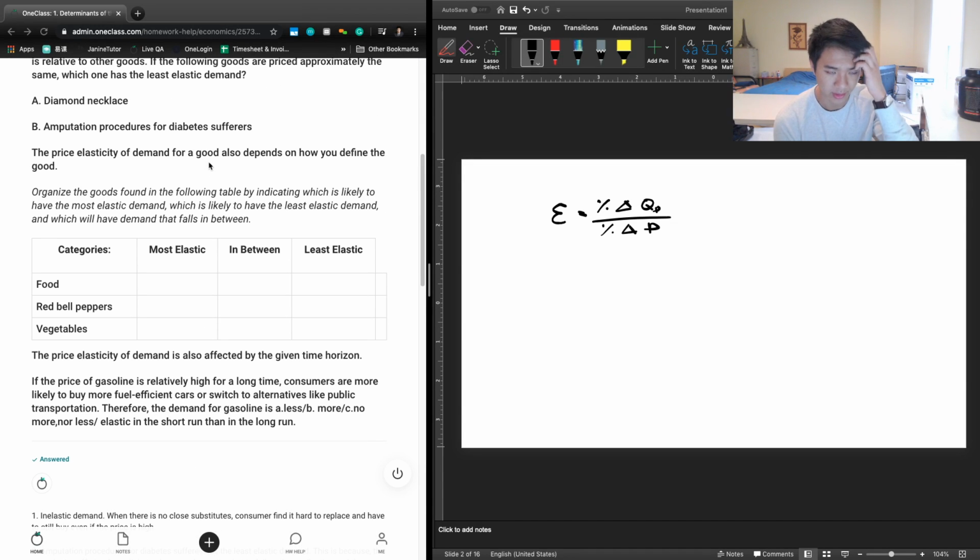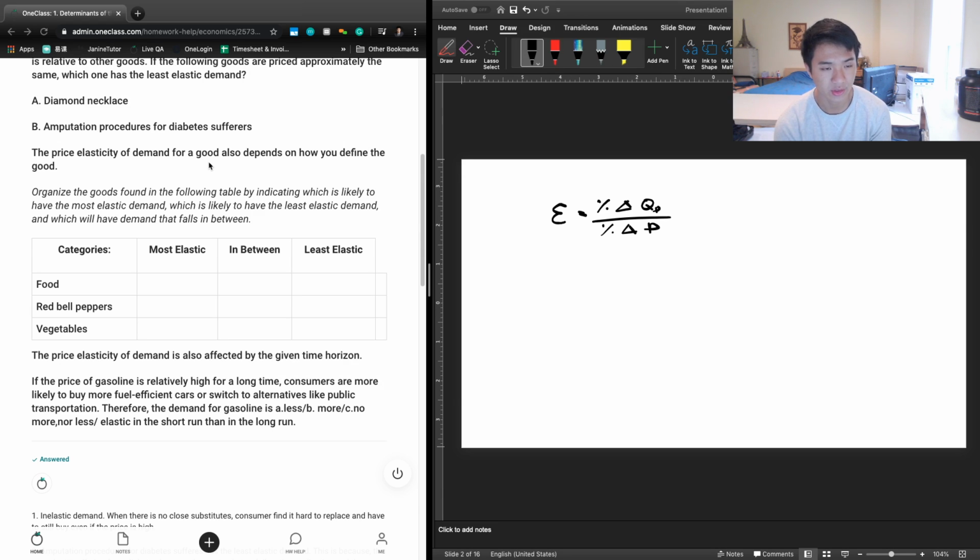So then let's talk about number three, the price elasticity of a good. Price elasticity of demand for a good also depends on how you define the good. Organize the goods found in the following table by indicating which is likely to have the most elastic demand, which is likely to have the least elastic demand, and which will have demand that falls in between. And we have three categories. We have food, red bell peppers, and vegetables. Most elastic, in between, least elastic.